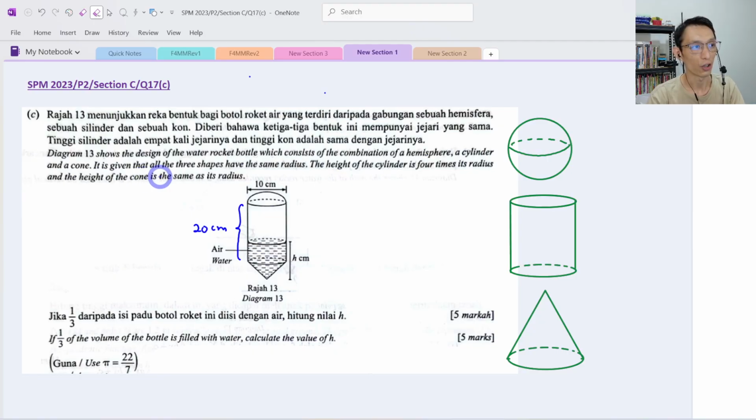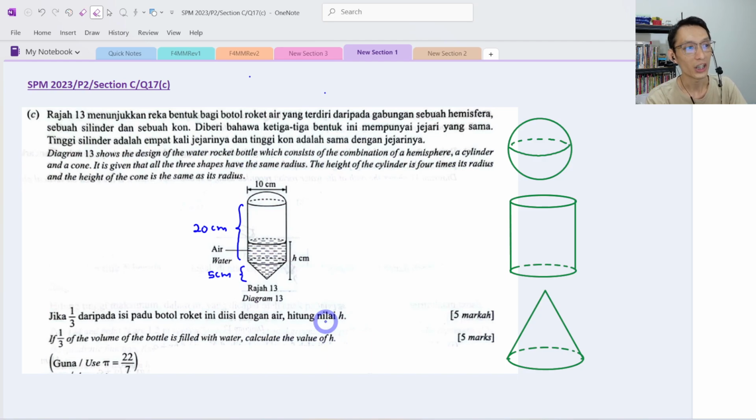And the height of the cone is the same as its radius. The radius of the cone is 5 centimeters also. Therefore, we know that the height is also 5 centimeters because the question tells us that the height of the cone is the same as its radius. If 1 over 3 of the volume of the bottles is filled with water, calculate the value of H.